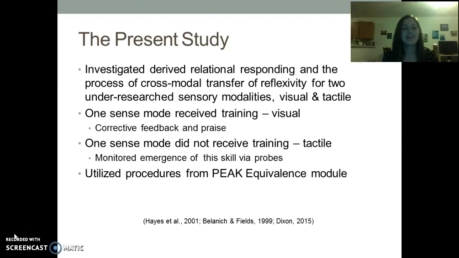So the present study, here it is, finally. I investigated the derived relational responding and the process of cross-modal transfer of reflexivity for 2 under-researched sensory modalities, visual and tactile. With one sense mode, I did give training for visual, but for the other sense mode, I did not give training, and that was for tactile. So we just monitored the emergence of the skill via probes, and we utilized the procedures from the PEAK-E module, like I said earlier.